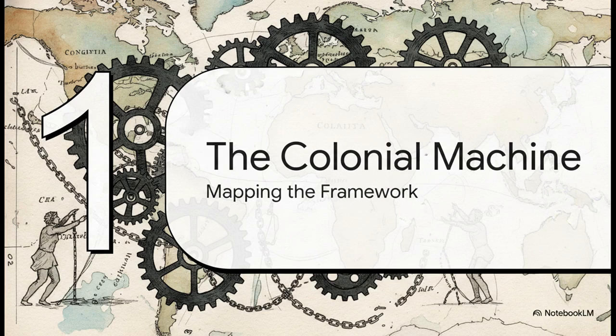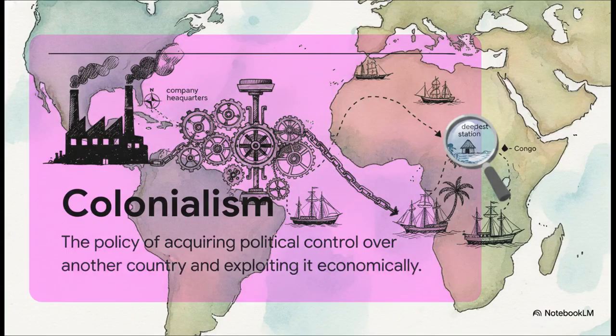So let's get started. To really get what's going on in the story, we first have to understand the world it's happening in. We're going to begin by mapping out the political and historical machine that's driving this entire narrative. First up, and this is absolutely essential, is colonialism. Now, this isn't just a backdrop or some historical flavor, no. This is the fundamental system that powers every single thing that happens in the story. It's the engine for the whole enterprise.